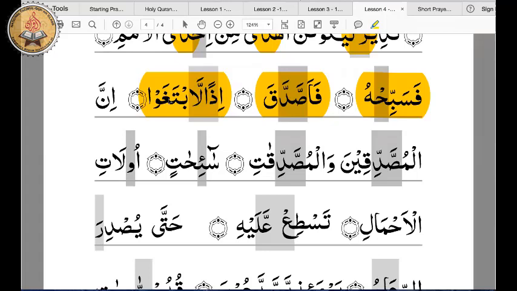Over here at the end, the ghain is joining to a waw sakin. So this is a waw lean. So it's going to be a rounded sound. Ghaw. So read. Do I read it? Yeah, please.